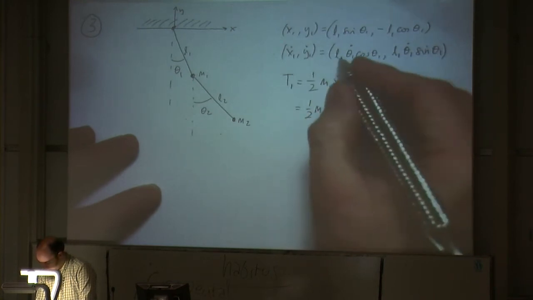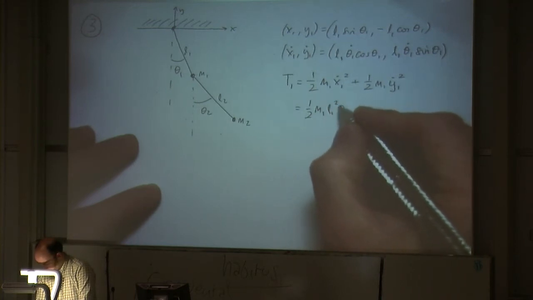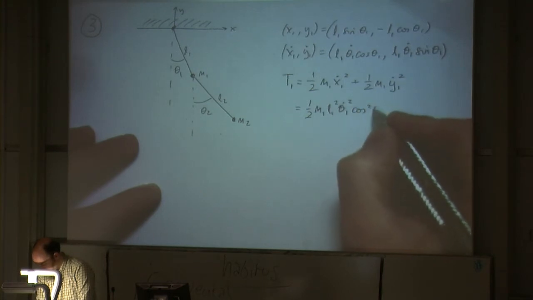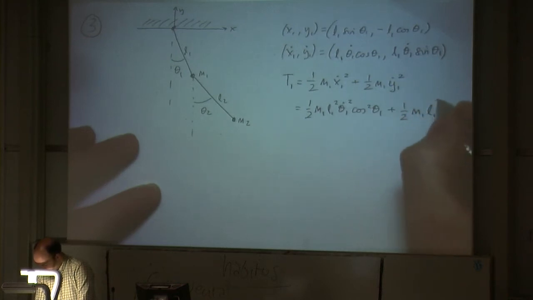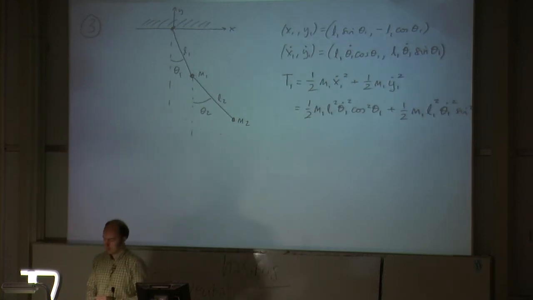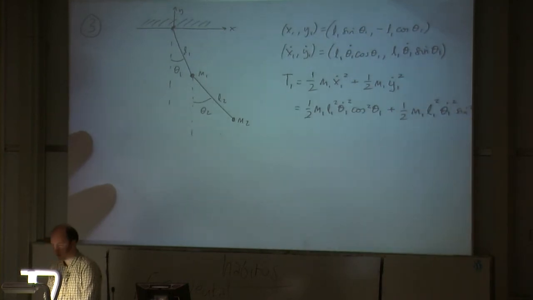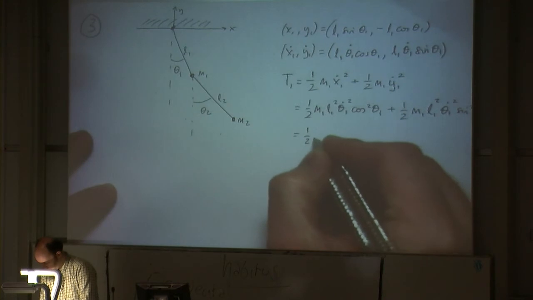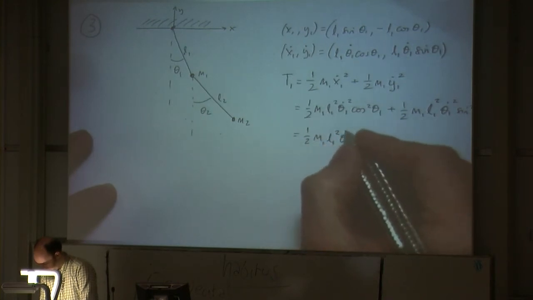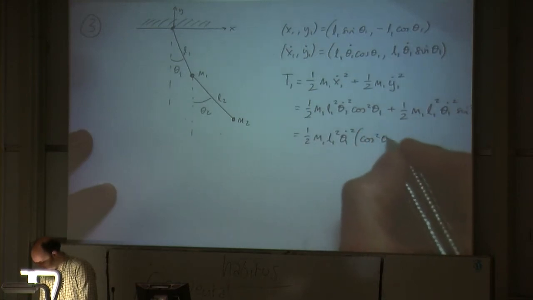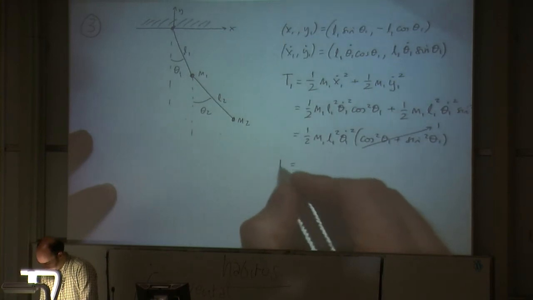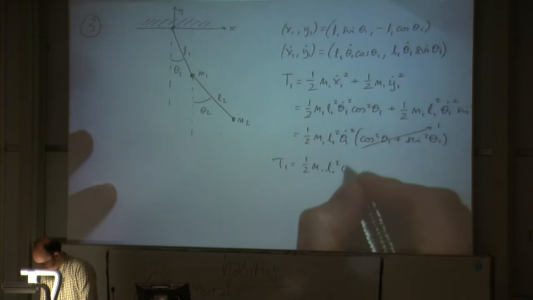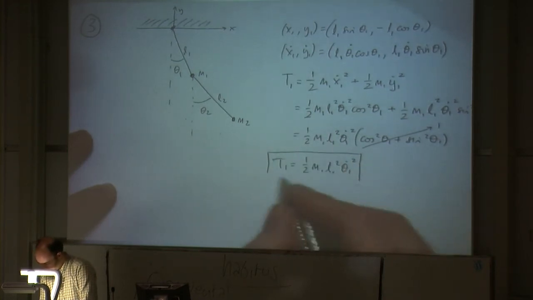1/2 m1 L1 squared theta 1 dot squared cosine squared theta 1 plus 1/2 m1 L1 squared theta 1 dot squared sine squared theta 1. And since we know that cosine squared of an angle plus sine squared of an angle is 1, we can simplify that out. 1/2 m1 L1 squared theta 1 dot squared, cosine squared of theta 1 plus sine squared of theta 1. And we know that that term is 1. So T1 is 1/2 m1 L1 squared theta 1 dot squared. Nice and straightforward.